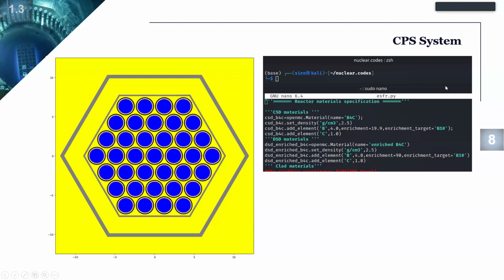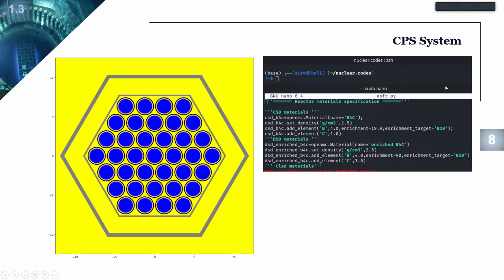The control shutdown device uses boron carbide as the absorber material, a material with a high absorption cross-section and of course a very low scattering cross-section, because when you use it in our CPS system, we don't want to use a material that has a high scattering cross-section. So this is boron carbide with about 20% boron-10 enrichment. That is also indicated here: 19.9% enrichment in the boron-10.